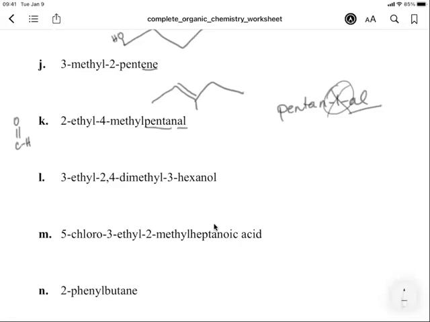So I've got pentanal, 1, 2, 3, 4, 5. Put my double bond O, my H there. And then that has to be number 1. So then I count 2-ethyl and 4-methyl.